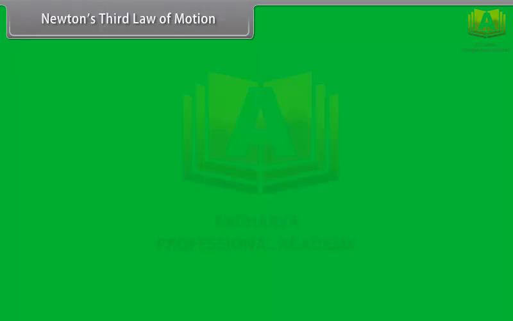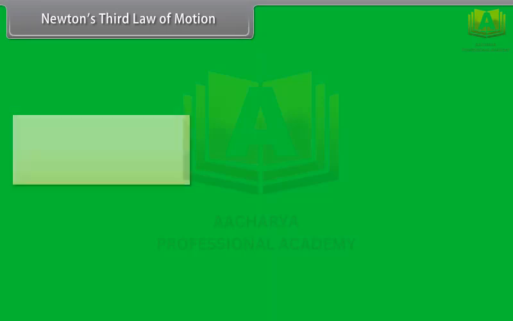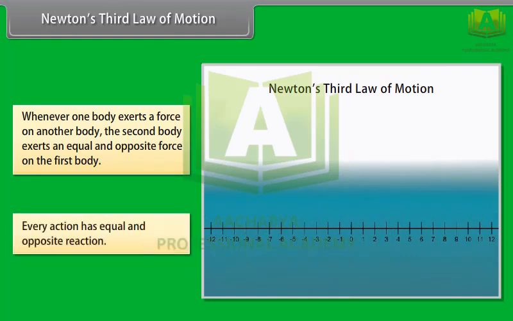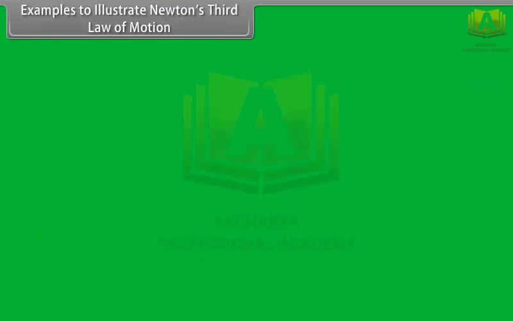Newton's third law of motion. Whenever one body exerts a force on another body, the second body exerts an equal and opposite force on the first body. Every action has an equal and opposite reaction. Examples to illustrate Newton's third law of motion.